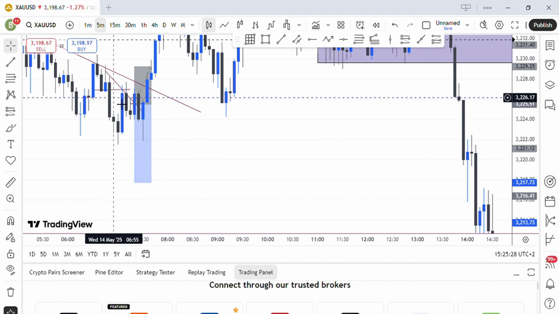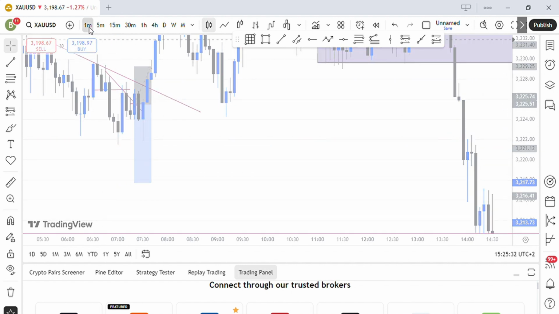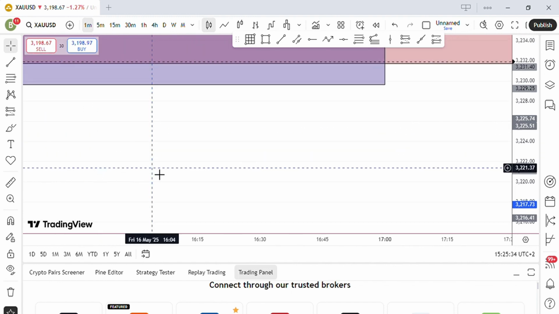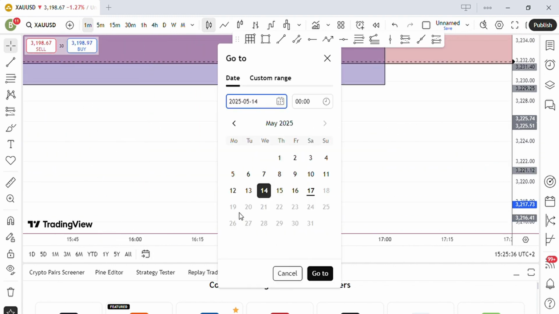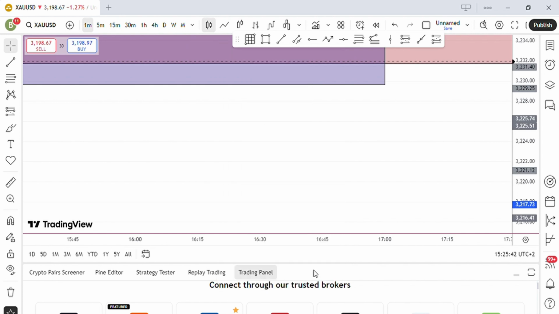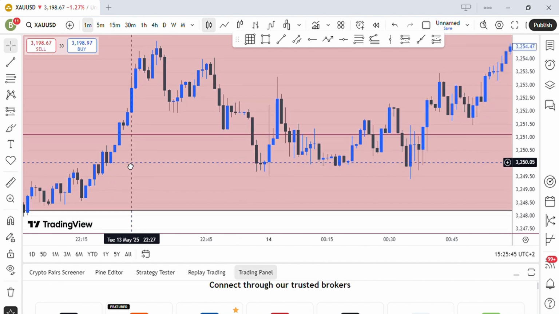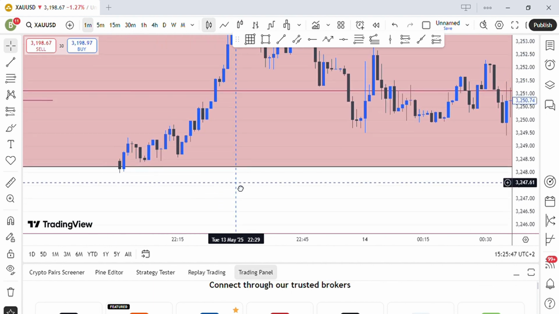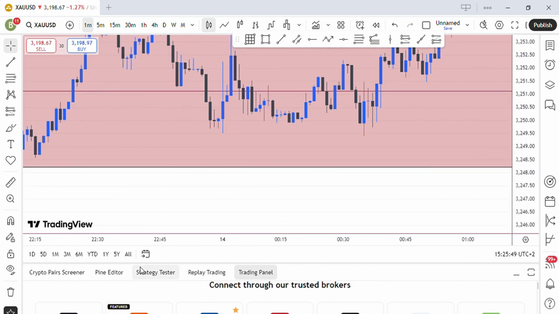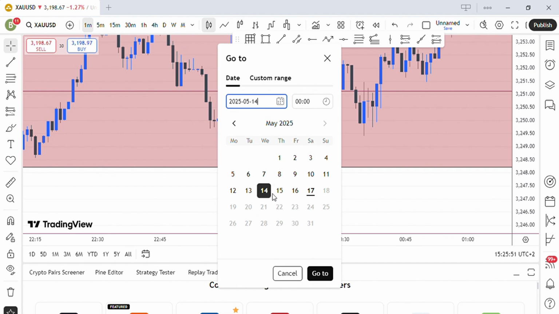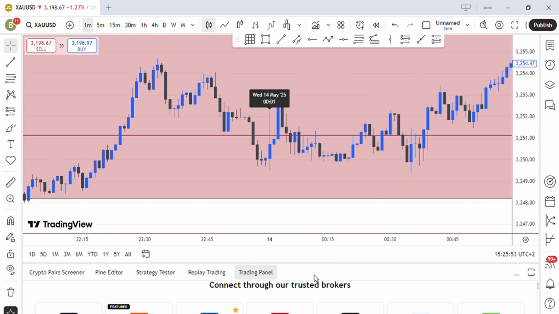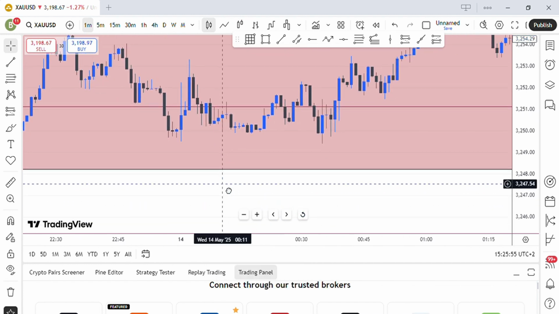So for the entry, as you can see, here's the level, and I think the entry is on the 1 minute because I can see that it's not proper. The entry is on the 1 minute. Yeah, this is Tuesday. Should go to Wednesday. Wait, it's Wednesday. Wednesday 1 a.m. Okay, it's 1 a.m.